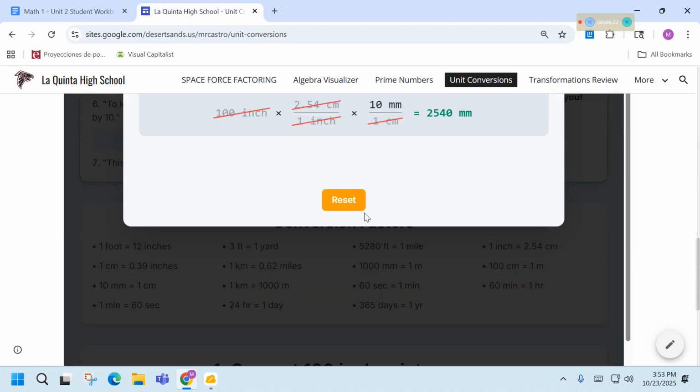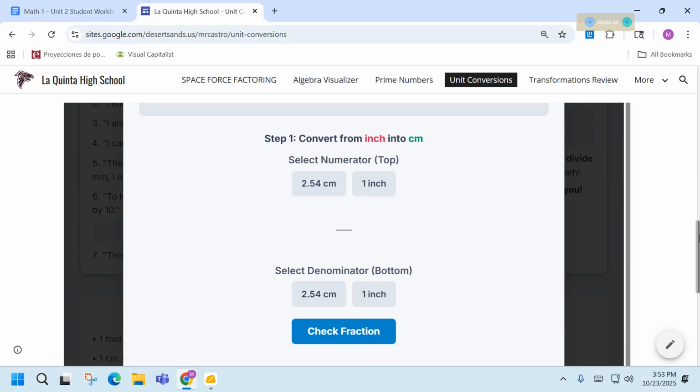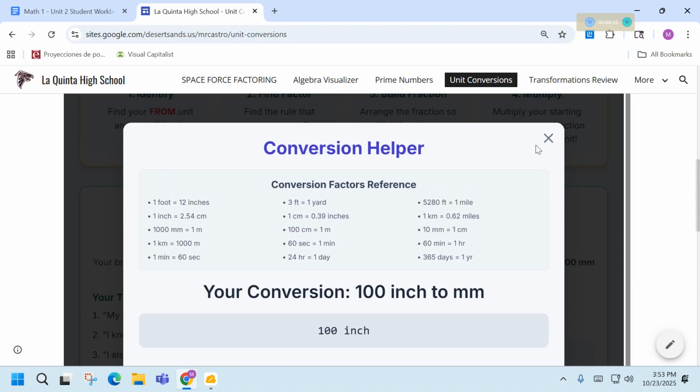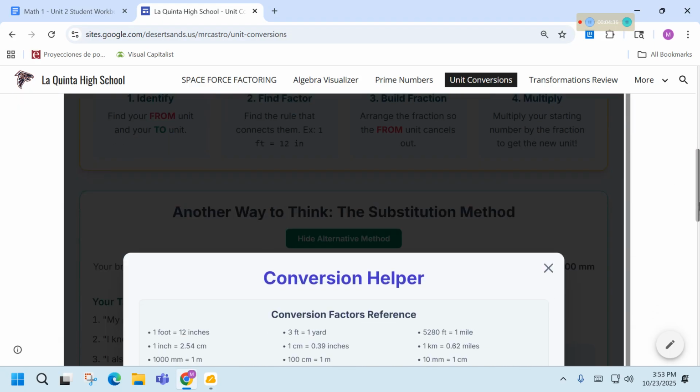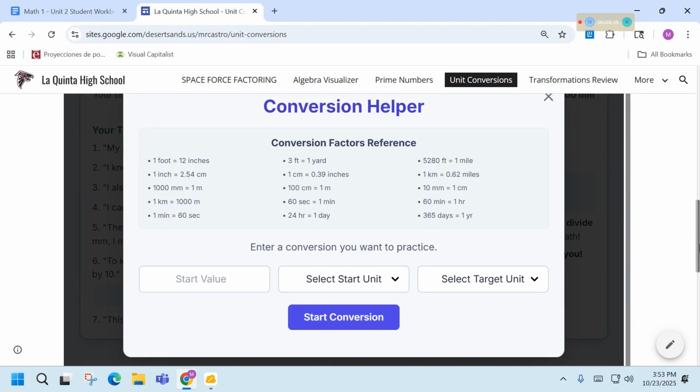Okay, you can try to reset it, but you might notice that it'll keep in this problem. So when you want to do a new problem, just close the tool and go back. I'll add a thing to fix that, but for now you guys are going to be stuck closing and opening it up again.